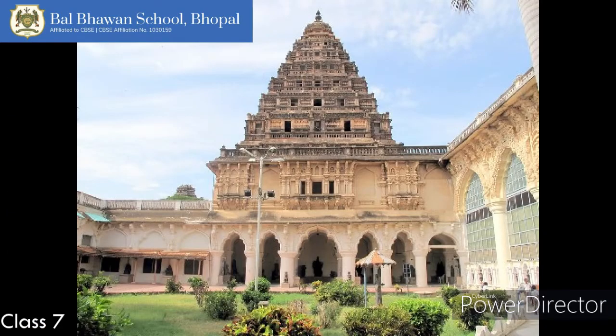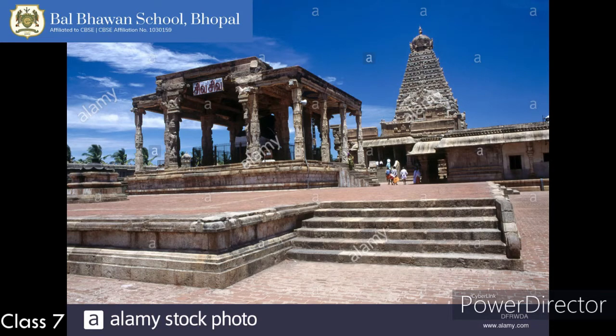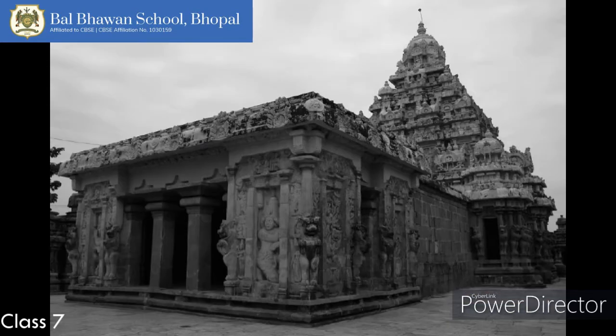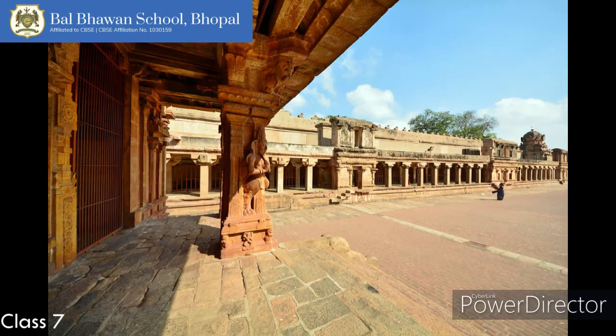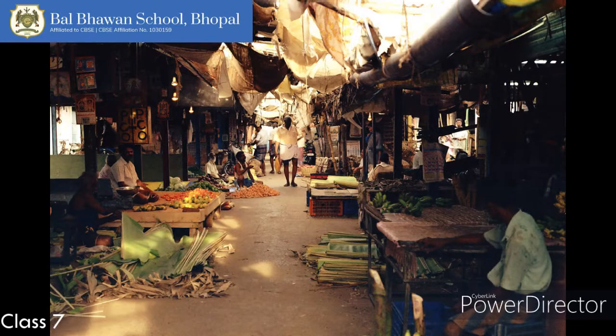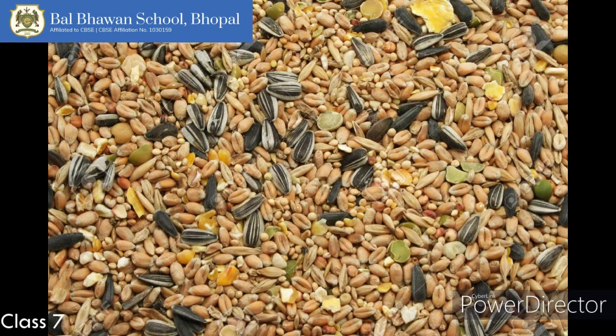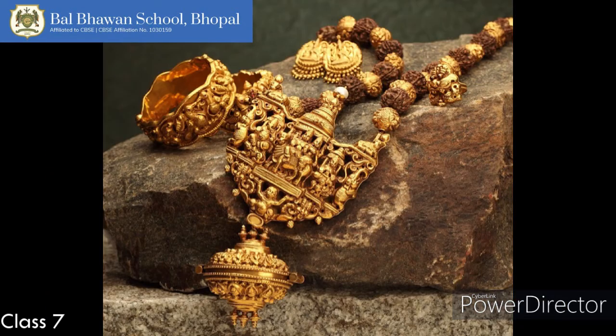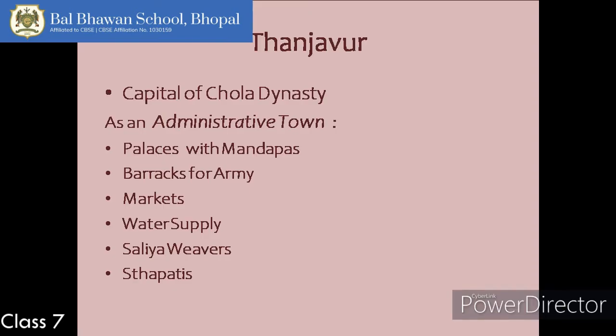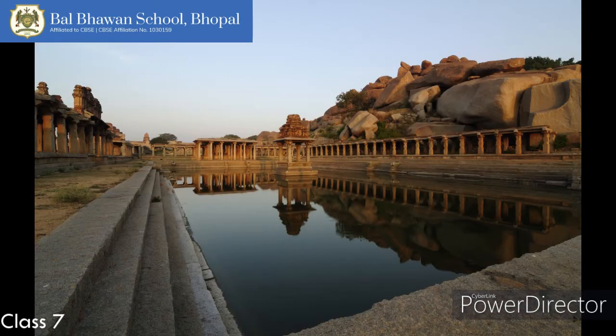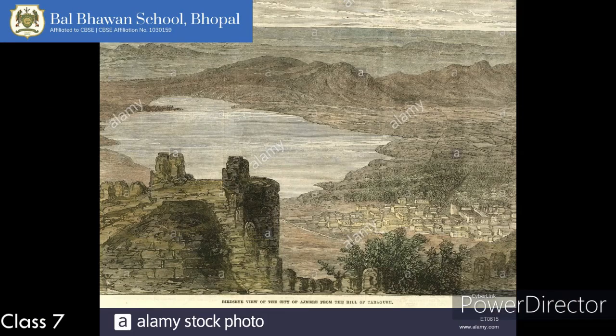Thanjavur has palaces with mandaps or pavilions where the king held his courts, and this is where the king issued orders to his subordinates. It had barracks for the army where the soldiers lived. There were bustling markets as well. These markets were famous for their grains, spices, clothes, and jewelry. The water supply in this town was very much in place as well. The wells and tanks provided water supply to the town.